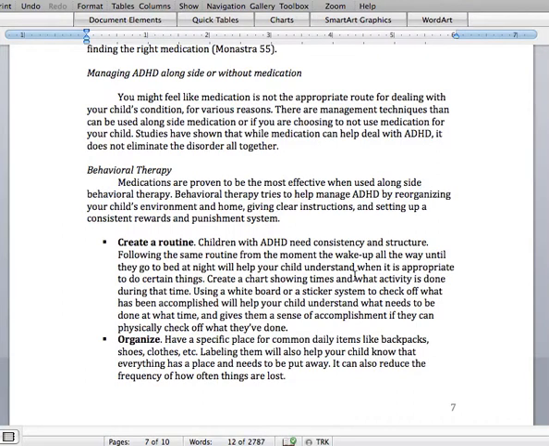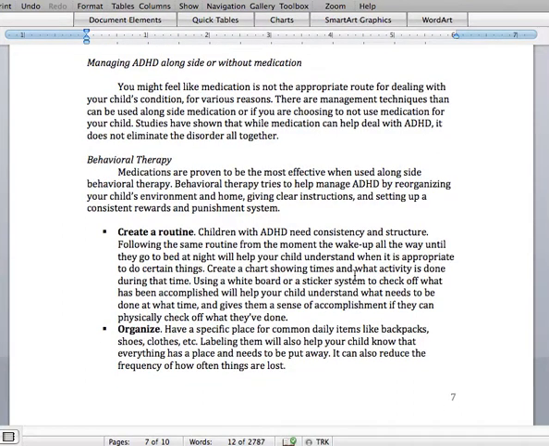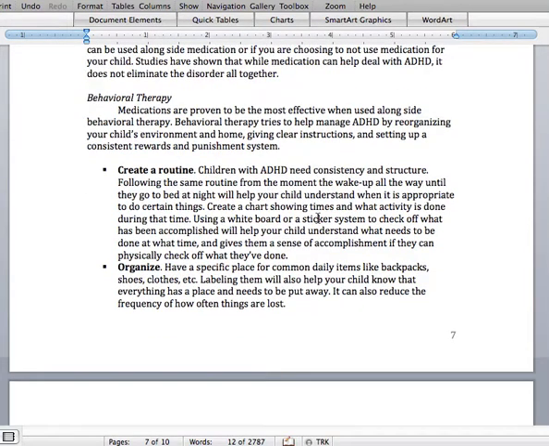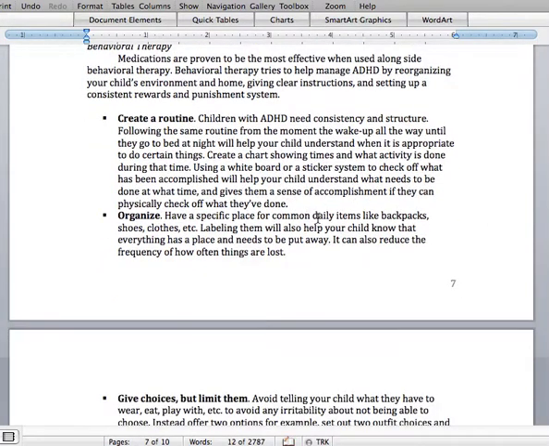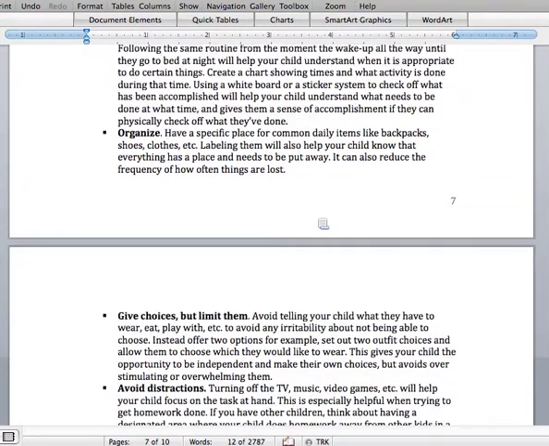Obviously, managing ADHD alongside or without medication are also options. The most proven effective management is behavioral therapy along with medication. Behavioral therapy refers to things like reorganizing your child's environment at home and giving them clear instructions. For example, creating a routine so they do the same thing from the minute they get up to the minute they go to bed every single day and know exactly when things need to get done.